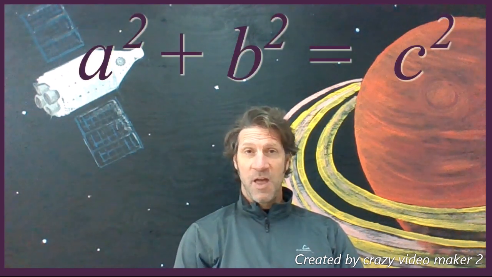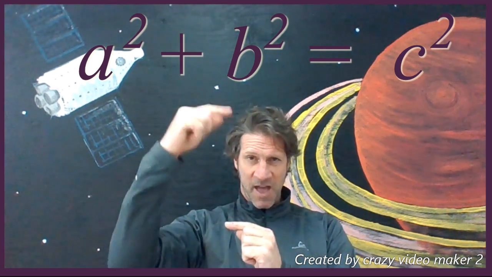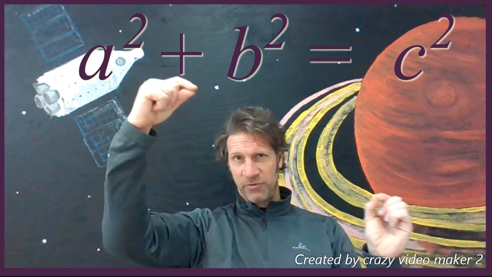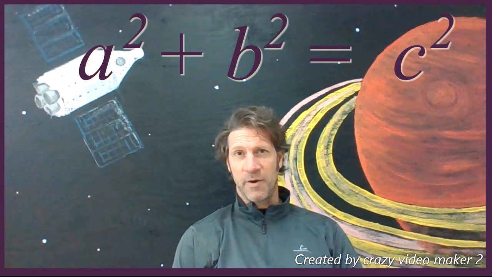So what we're going to do is take the idea of the Pythagorean theorem here, and we're going to call this horizontal distance here B, we're going to call the height A, and we're going to call the distance between those two things C, and we know that A squared plus B squared equals C squared.